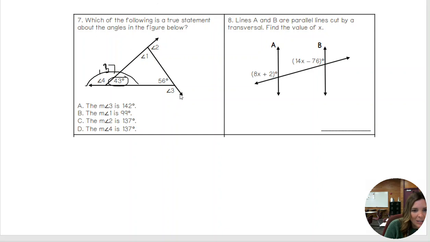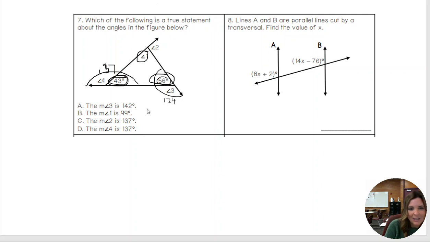Okay, and then we know that this angle right here, 56, is a linear pair with this angle right here, angle 3. And so if you take 180 and you subtract 56, you get 124 for angle 3.